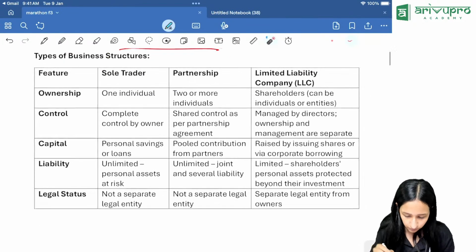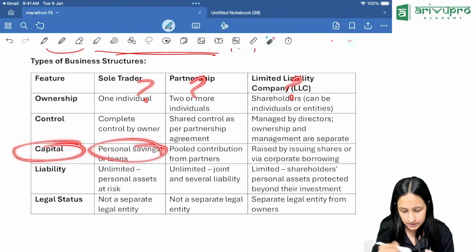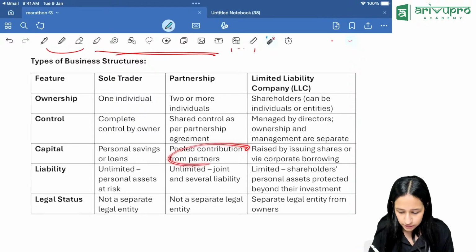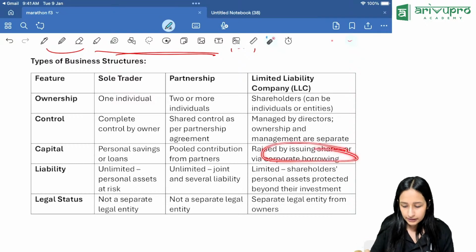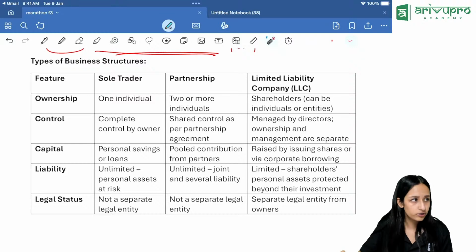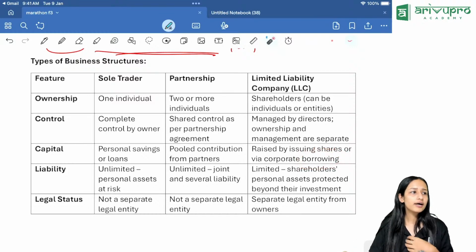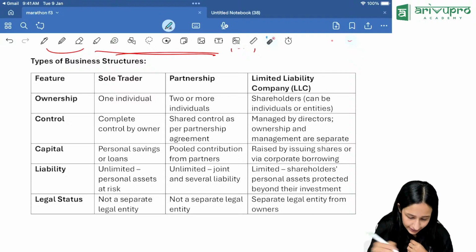Okay. Capital, where is the money coming from to do business here? Here, personal savings, loans, borrowing from family, anywhere. Okay. Partnership, same. From both the partners, we pool in the money. Limited liability company, we take it through shares, which gives us shareholders who are the owners, or from borrowings. Borrowings come from loans, or again, financial intermediaries, anybody. Okay, got it? Right.